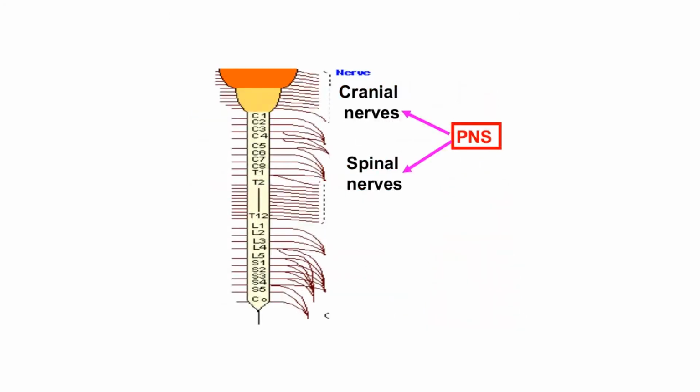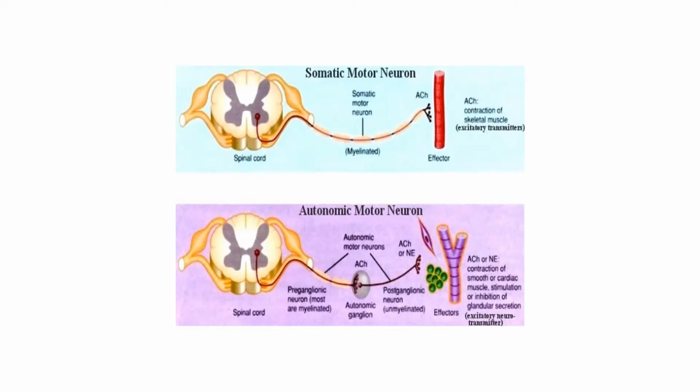Here also you can see clearly the peripheral nervous system: cranial nerves and the spinal nerves. Somatic motor neurons and the autonomic motor neurons. Somatic motor neurons, they supply the skeletal muscle. Somatic motor neurons, autonomic motor neurons contain spinal cord. Somatic motor neurons are myelinated. It releases acetylcholine. Effector organs are the skeletal muscles. Excitatory neurotransmitter is acetylcholine.